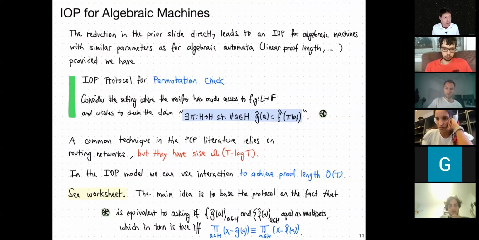So any questions about this slide? Oh, what is a multiset? Sorry, that is a set with repetition. Okay, so if you have the same element appearing multiple times, then it appears multiple times as opposed to one time. That's a multiset.